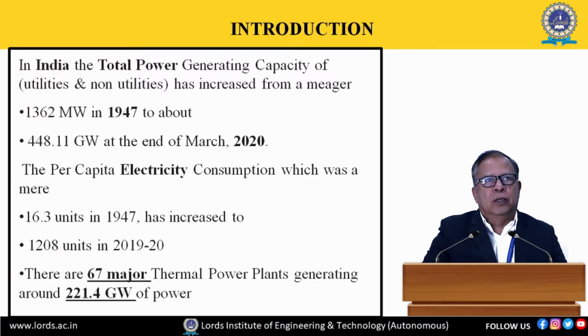Now, next, the per capita electricity consumption, which was merely 16.3 units in 1947. That means electricity used yearly by each person, that is called per capita electricity. So in 1947 it was merely 16.3 units, but now in 2020 you can see it has increased to 1208 units. And there are around 67 major thermal power plants generating around 221 gigawatt of power.